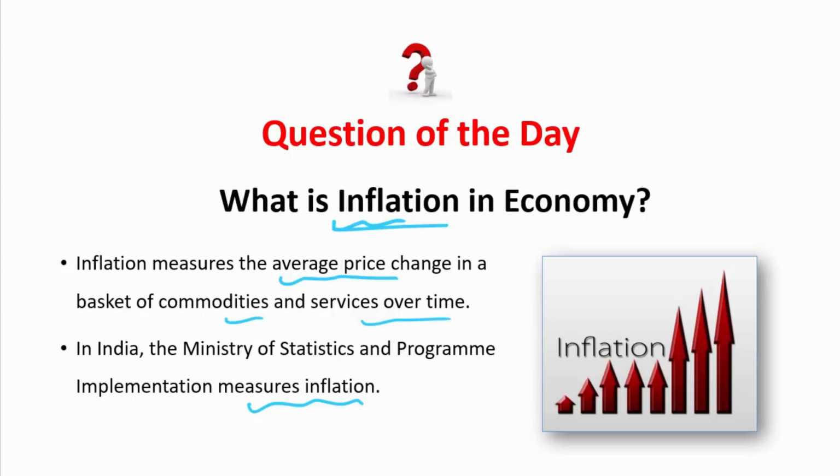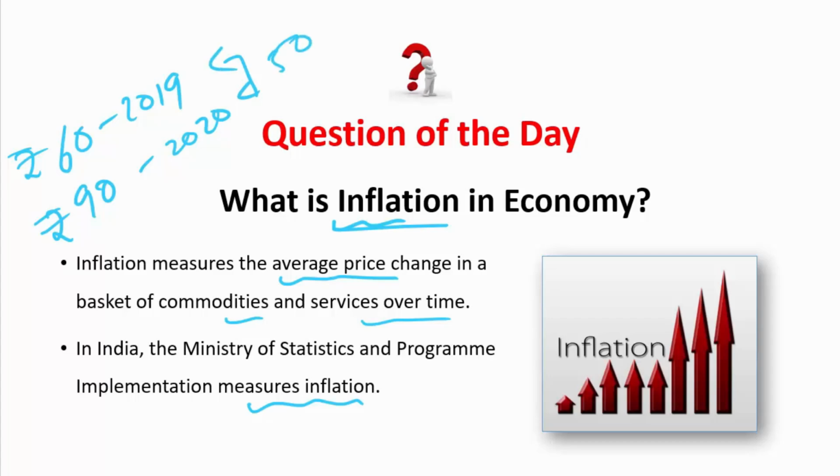For example, let's say an apple cost 60 rupees in the year 2019, and let's say it cost 90 in the year 2020. Then you can say that the inflation rate is of course 50%. Basically, it is the percentage change in the rate of that particular commodity over the year.